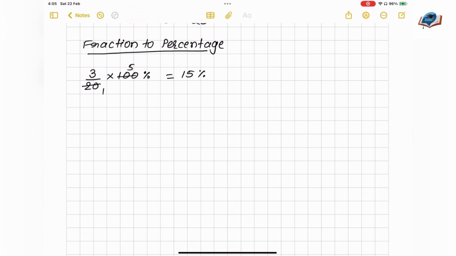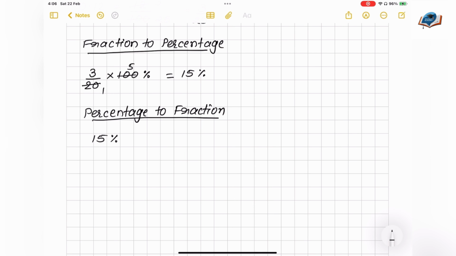Now, if I want to change percentage to fraction, 15% is given, and he has asked me to change it to fraction. So then I have to do a simple technique. I have to write 15, remove the percentage sign and put 100 in the denominator. And I have to bring it to the lowest form. So 5 threes are 15, 5 twenties are 100. So I got converted percentage to fraction.